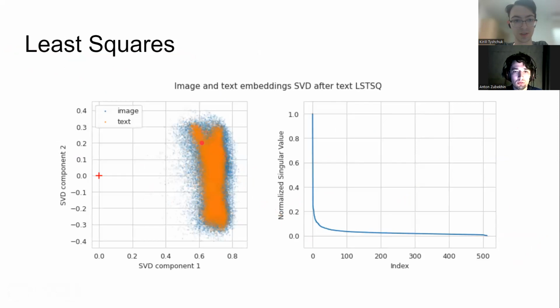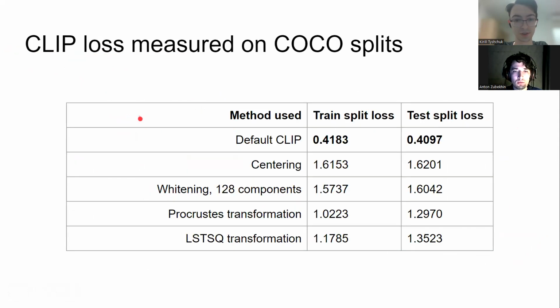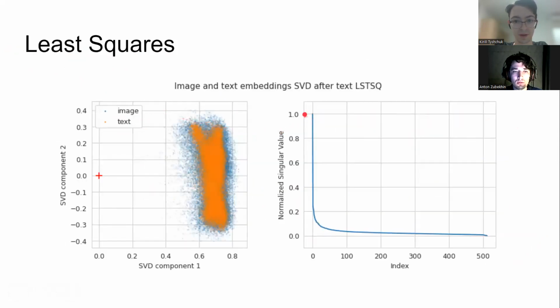And here we can see that the text point clouds got squeezed because the transformation is no longer orthogonal, to get closer to the image embeddings point clouds. And yeah, the SVD plot is more or less the same.